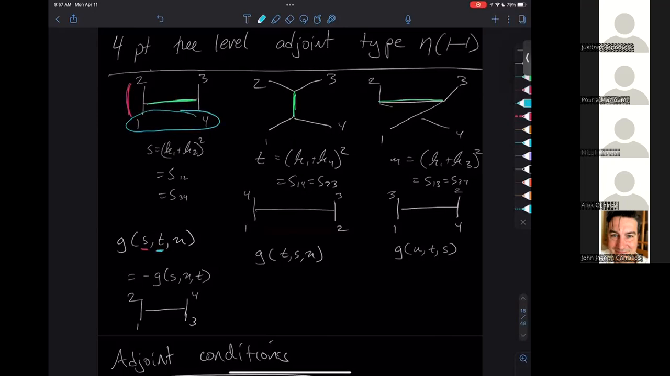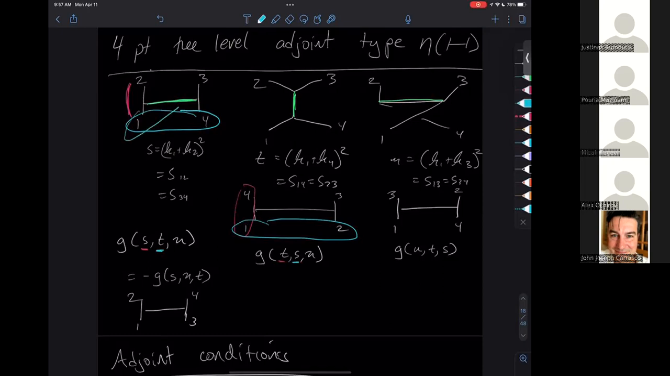So in this case, a T is like a K1 plus K4 squared, right? Similarly, if I was talking about the T diagram, I would have called the first guy a T, because T is what's running across. And I would have called the second guy an S, because the S is running like this. Now, you could ask what you need the last guy for. And the last one, in combination with the second guy, gives you a sign.